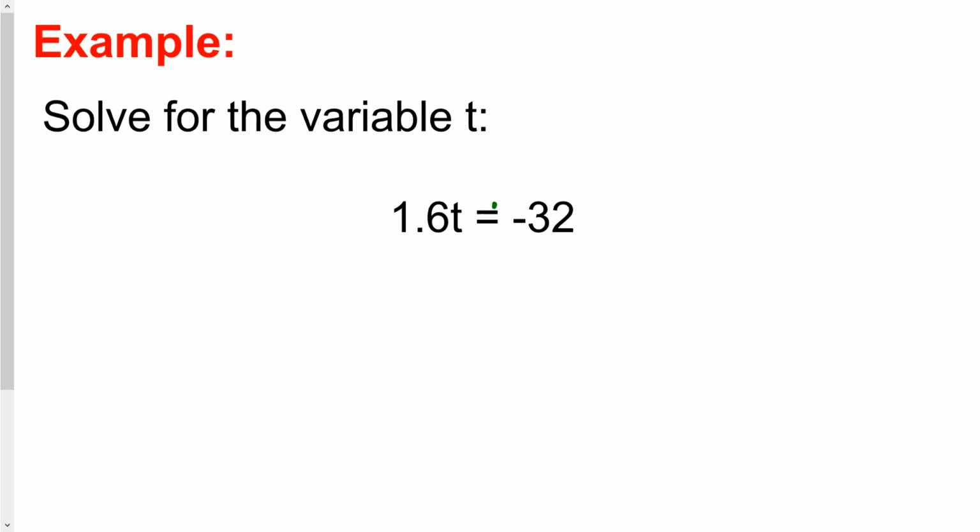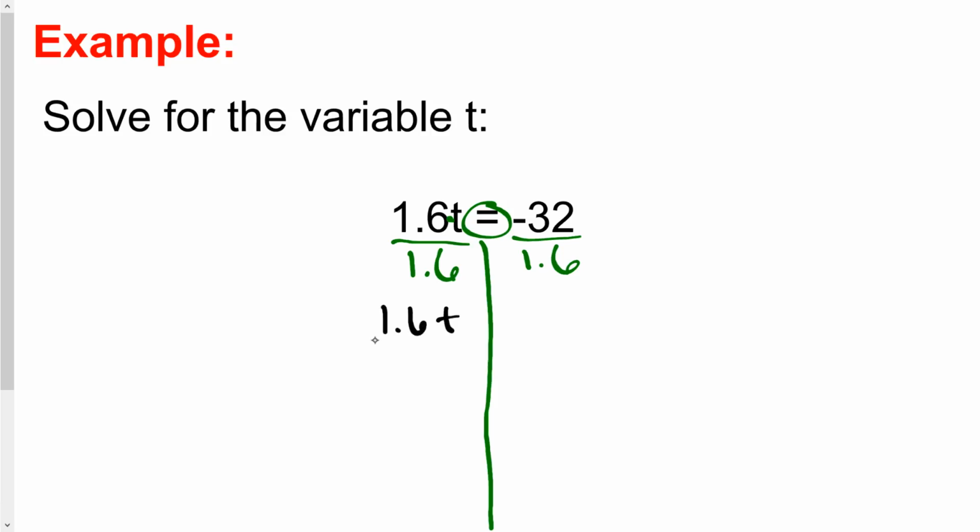All right. I'm going to lollipop because that's going to remind me that I'm going to be working on both sides of the equation. I know I'm going to be working on both sides because I have 1.6 times t. And how do you undo multiplying by 1.6? You divide both sides by 1.6. It's going to leave me with 1.6t divided by 1.6 equals negative 32 divided by 1.6. Should have kept that as green there. Sorry, guys.